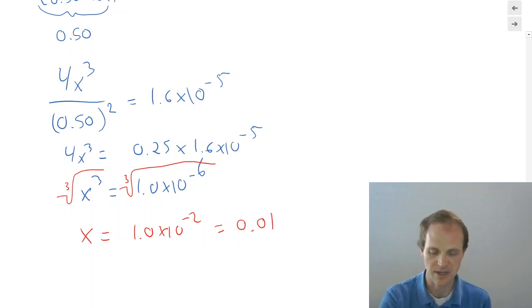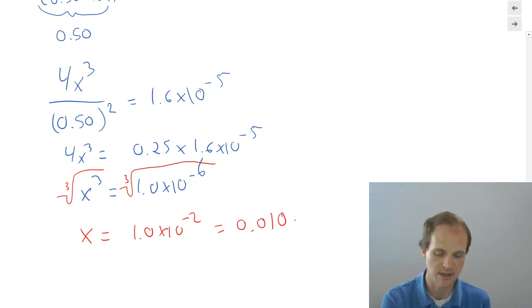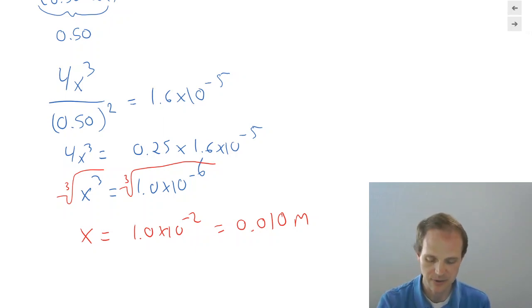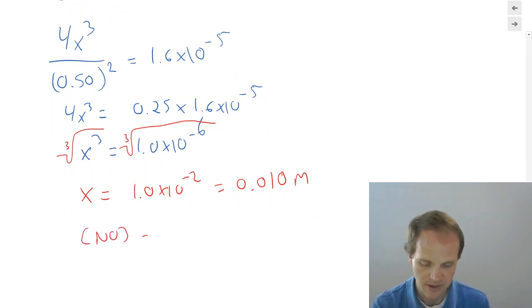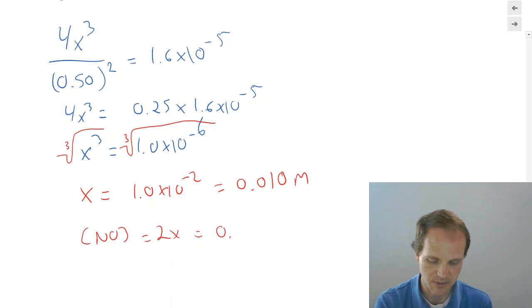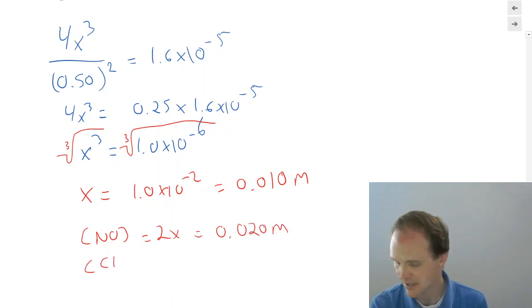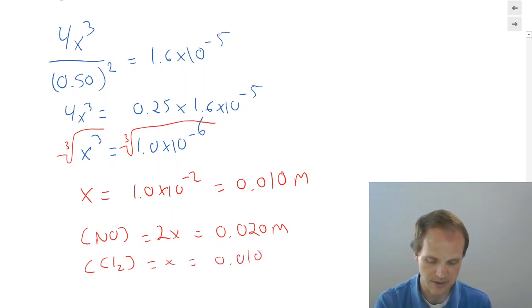Now, if you look back up, we had 2 sig figs in most of our numbers, and so I'm going to put that as a 0.10. And it's going to have a unit on it, since now we're starting to talk about our concentrations individually. All right, so if we look back up at our ICE table, we figured out that the concentration of NO was 2x, and so that's going to be 0.020 molar. The concentration of Cl2 was x, and that's going to be 0.010 molar.